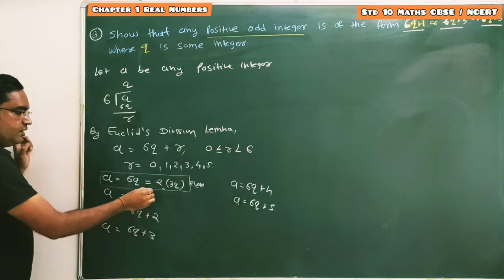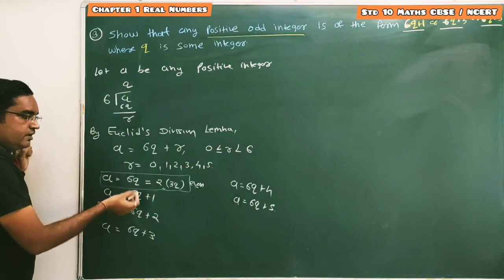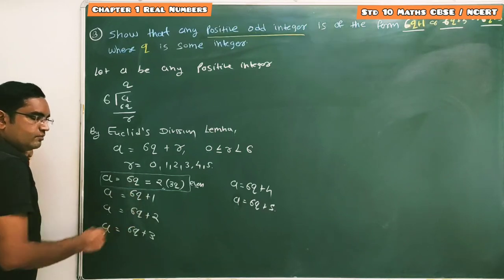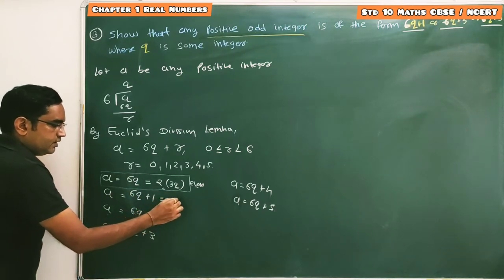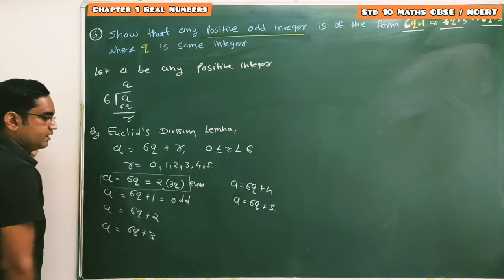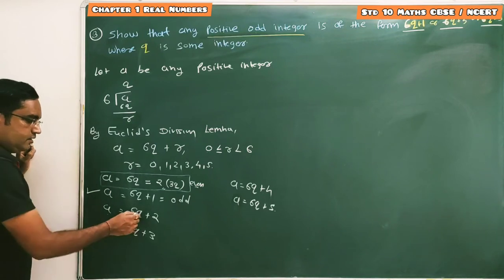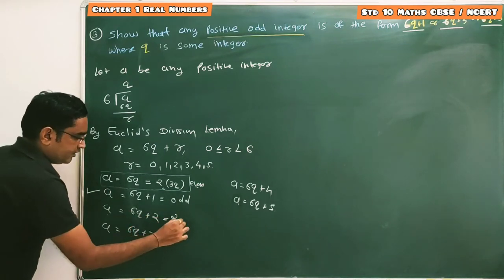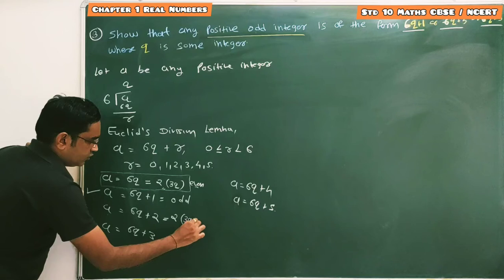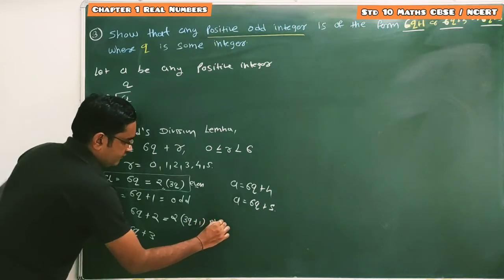So 6q is the even number. If we add 1, so 6q plus 1, this is nothing but the odd number. So here for this case a is a positive odd integer. 6q plus 2, here we can take 2 common, so it's 2 times 3q plus 1. So this is an even number.